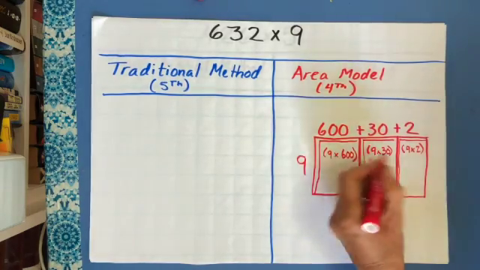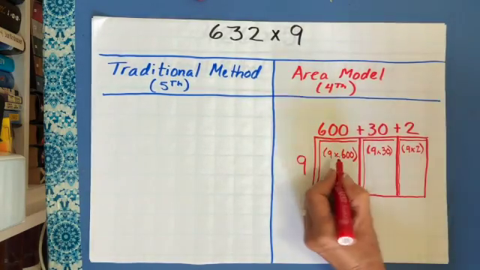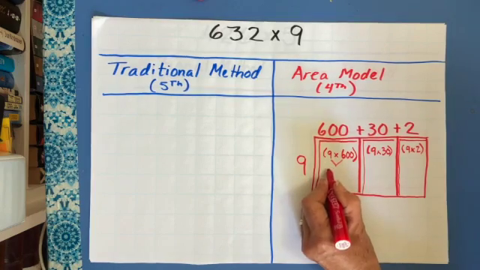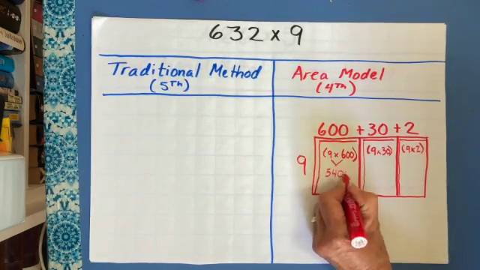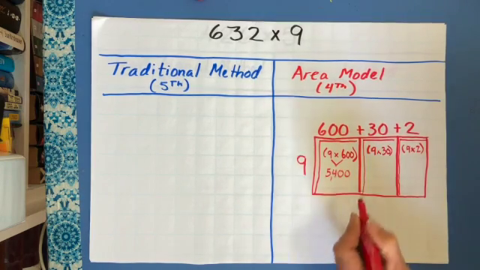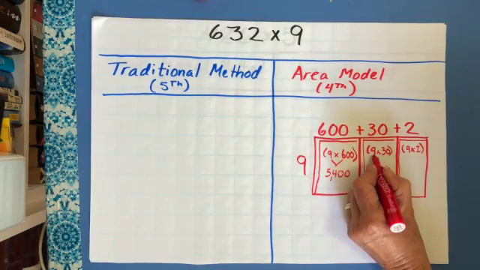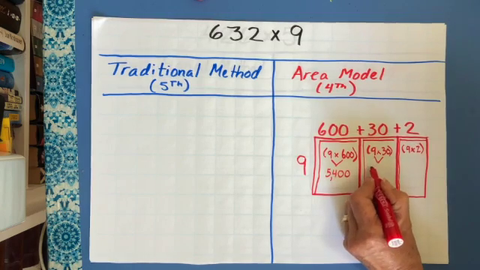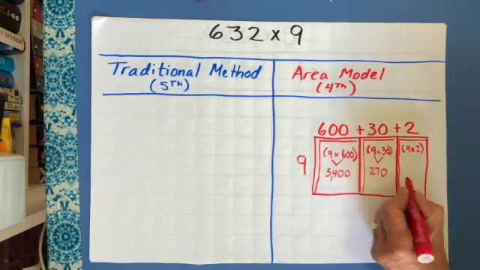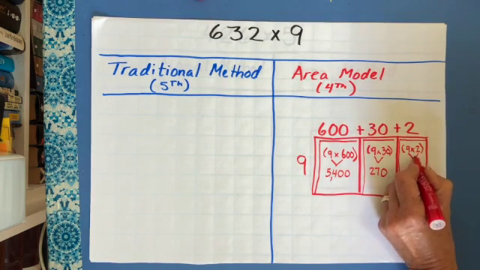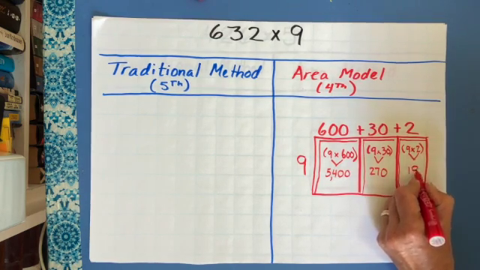And now I'm going to find out what the values of each box are. So 9 times 6 is 54. And then I have 2 zeros. So I have 5,400. The next one is 9 times 3, which is 27. And there's 1 zero. And the last box is 9 times 2, which is 18.